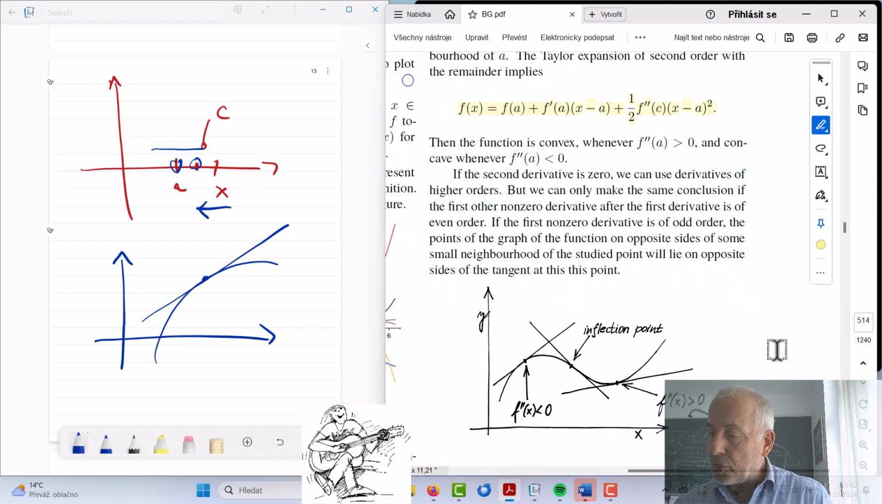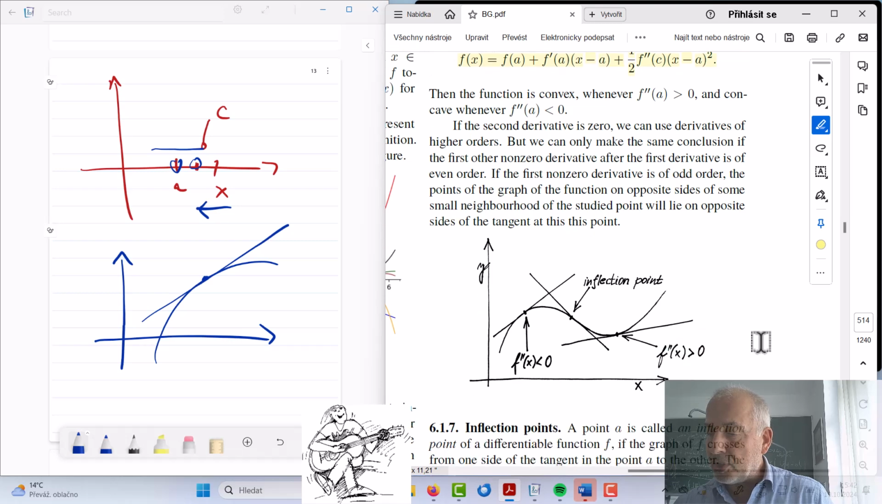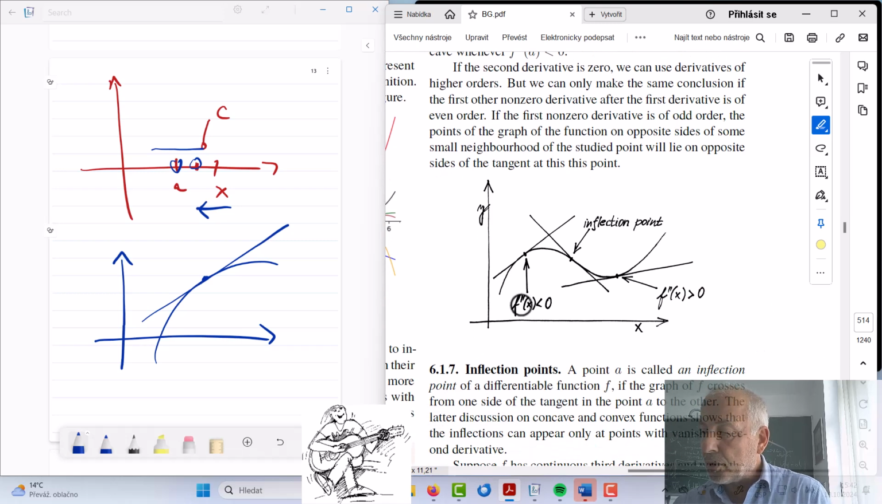And in pictures you can see it nicely here. So this is the part where the graph is below the tangent, so it's concave. The derivative must be less than 0, so the slope is falling down. If the slope is going up, so the second derivative is bigger than 0, then it's convex. And to jump from convex to concave, or the other way around, we must come through an inflection point.